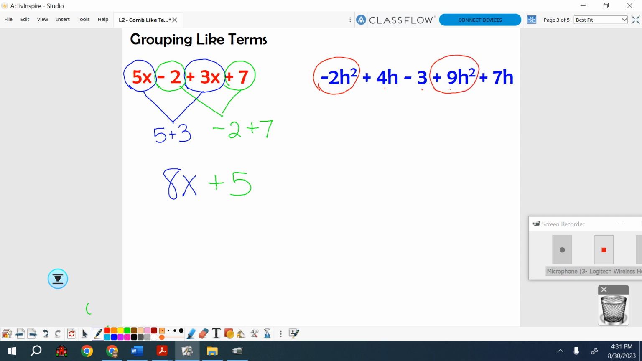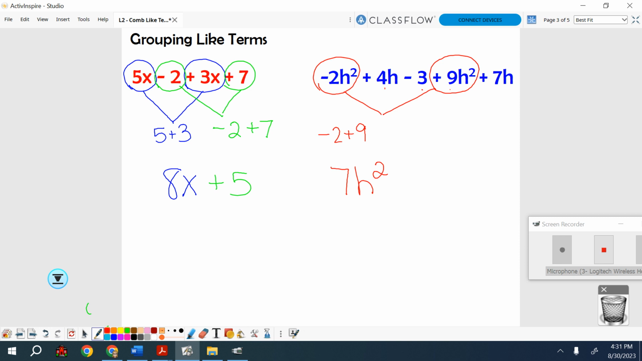So when I look at this, I see I have -2 plus 9. I'm only writing the numbers down because I know when I combine these together, it's still going to have the term h squared. So -2 plus 9 is going to give me 7.